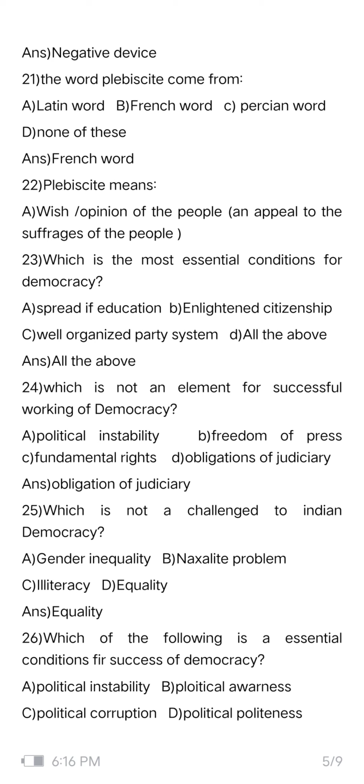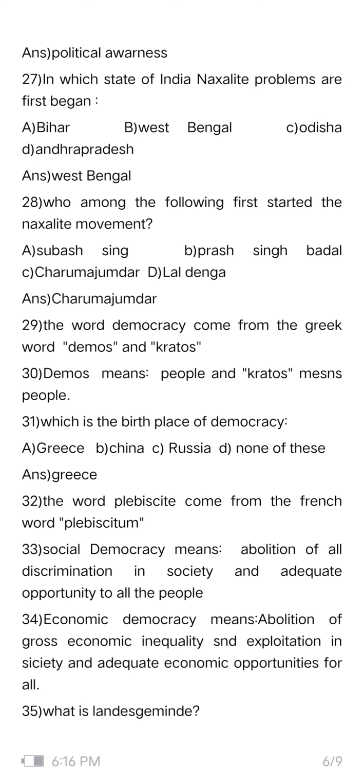Next question is, which of the following is an essential condition for successful working of democracy? Option A, political instability; option B, political awareness; option C, political corruption; and option D, political politeness. Right answer is political awareness.